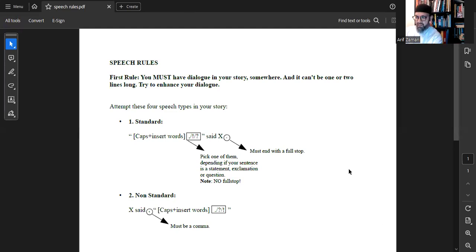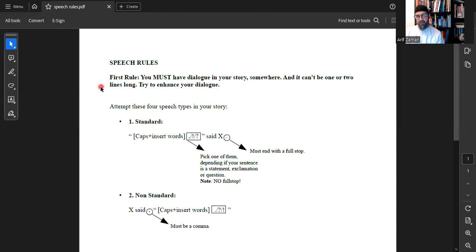So if I get my annotate out, give me a second. Okay, so here you see this red dot. First rule, you must have dialogue in your story somewhere, and it can't be 1 or 2 lines long. Try to enhance your dialogue.